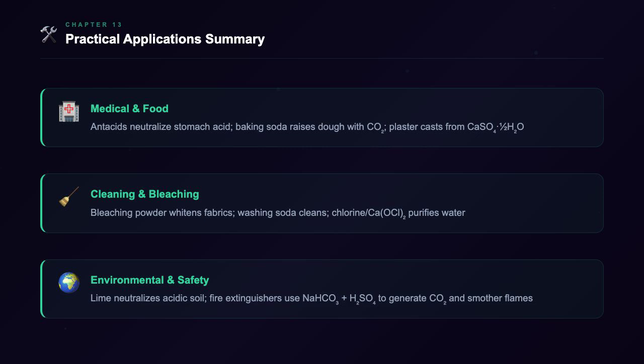Fire extinguishers use sodium bicarbonate and sulfuric acid to generate carbon dioxide, smothering flames. Water purification uses chlorine or calcium hypochlorite to kill microorganisms. Farmers use calcium compounds to neutralize acidic soil. Medical plaster casts are made from calcium sulfate hemihydrate, which hardens when mixed with water.